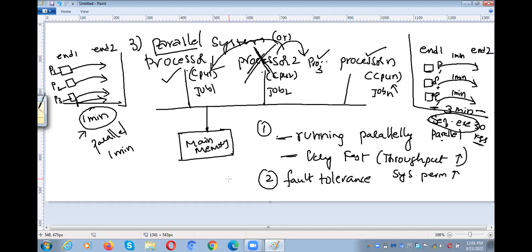If one processor fails, all the remaining processors will work. There is no problem with the system. And the third one is load balancing.